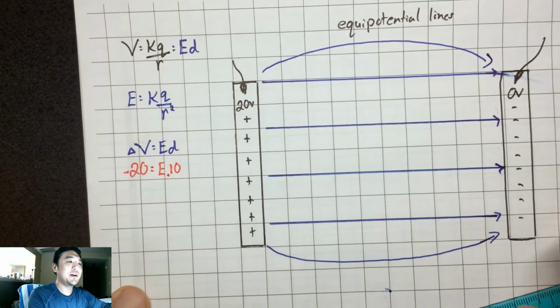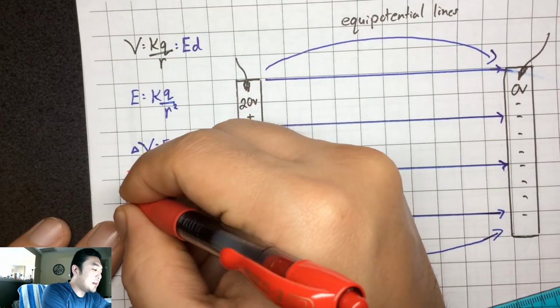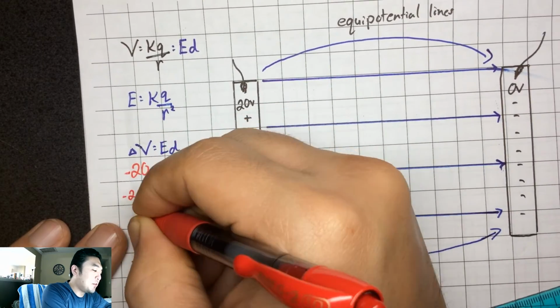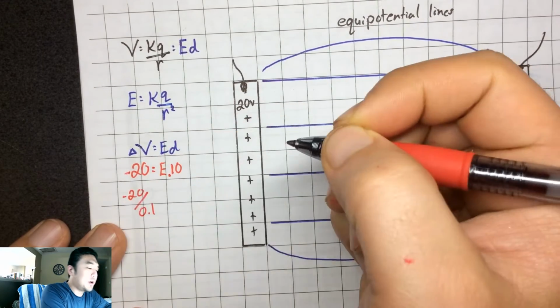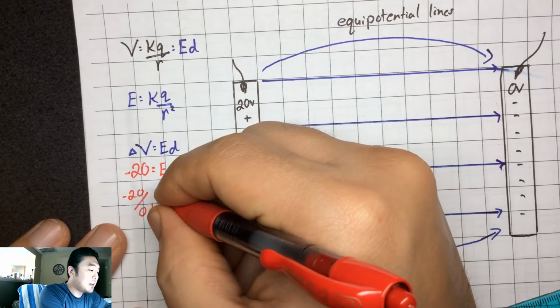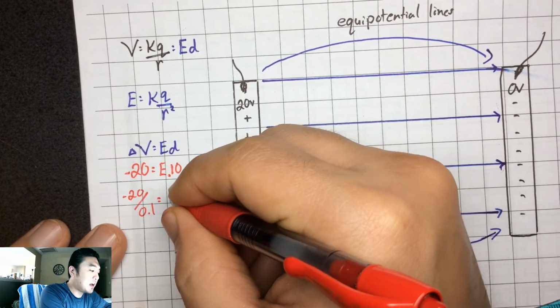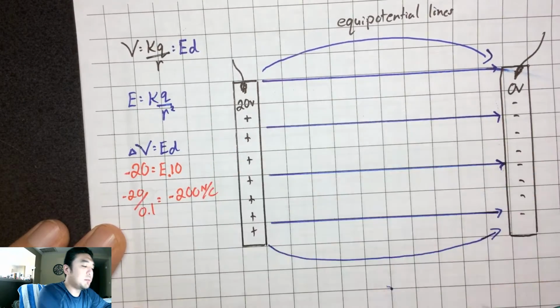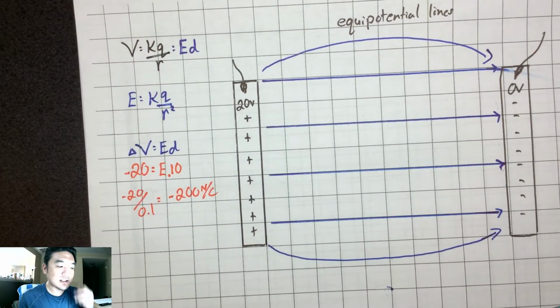And then if we divide over, we can say, all right, that negative 20 change is going to be divided by 0.1 meters, and that's going to move my decimal over again, so I'm going to have about a negative 200 newtons per coulomb electric field. That's going to be set up between these parallel plates.